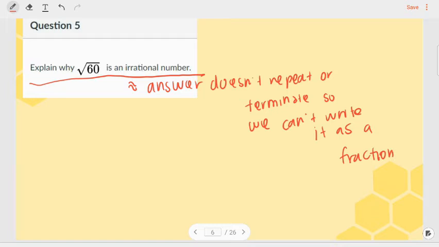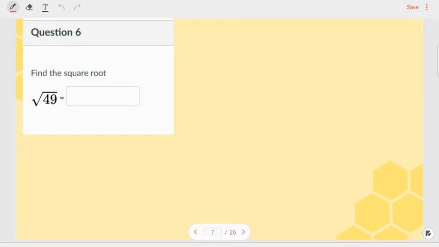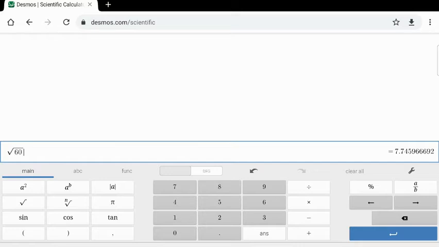There's no way for me to convert it. That is question number 5. Question number 6, find the square root of 49. And here's where my calculator comes in super handy. Square root of 49. Whoops, typed in the wrong number. 49. 7 over here on the right hand side.